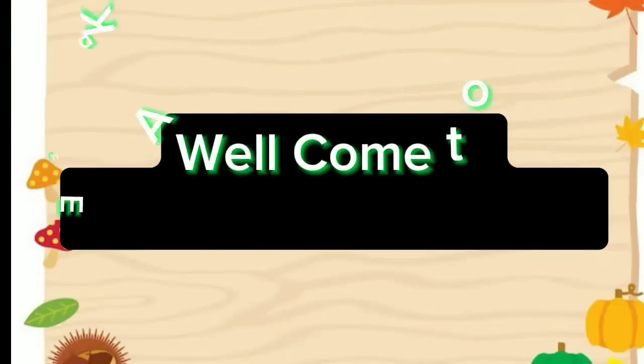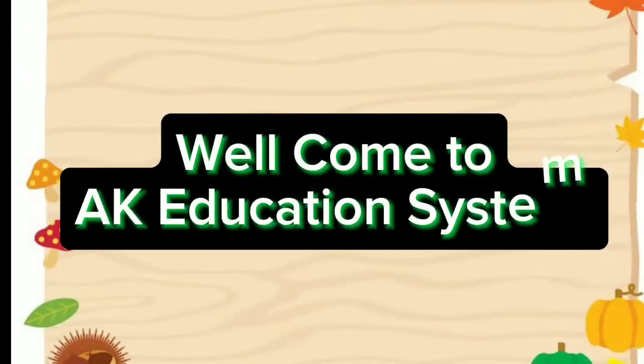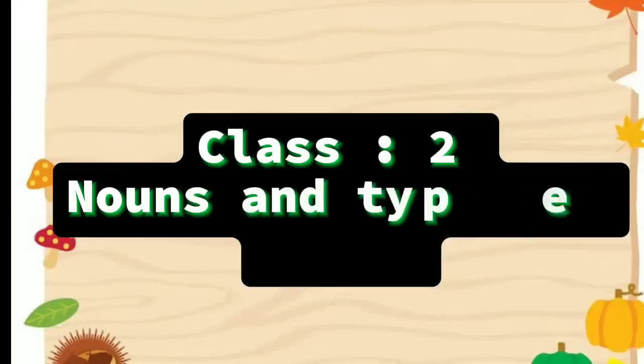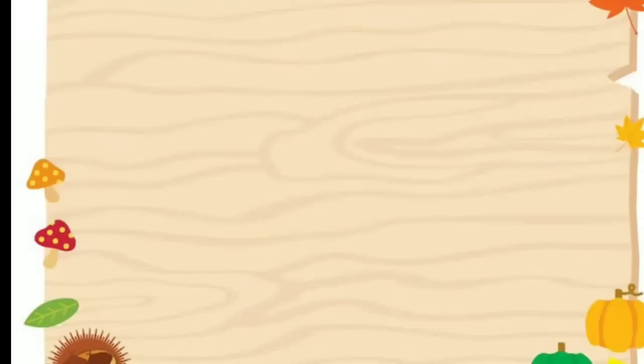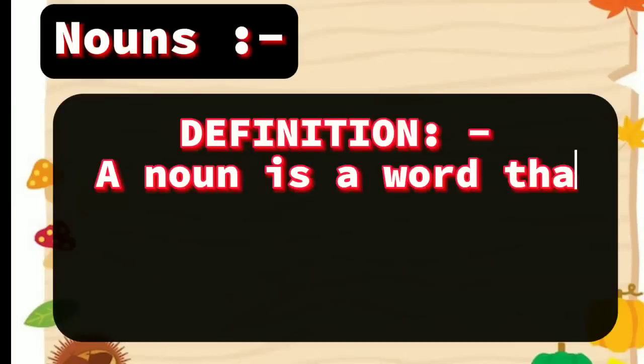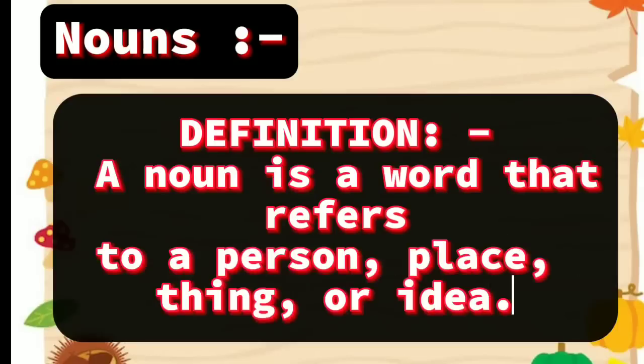Today in class, we're going to discuss nouns and their types. A noun is a word that refers to a person, place, thing, or idea. Definition: a noun is a word that refers to a person, place, thing, or idea.